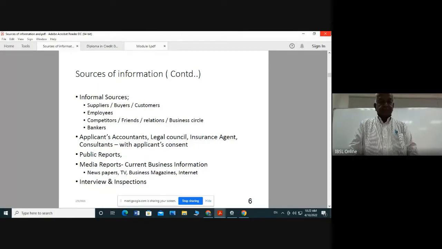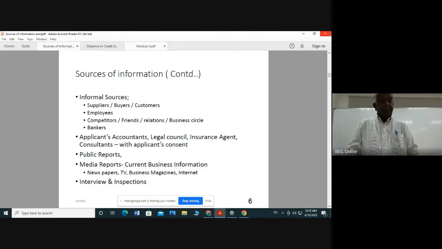Informal sources: suppliers, buyers, customers. The applicant's suppliers, his buyers or customers, his employees, his competitors, friends, relations, business circle, and bankers are informal sources. Then the applicant's accountants, legal counsel, insurance agents, and consultants, with applicant consent. You obtain the applicant's consent, consult these people, and collect information about the customer.